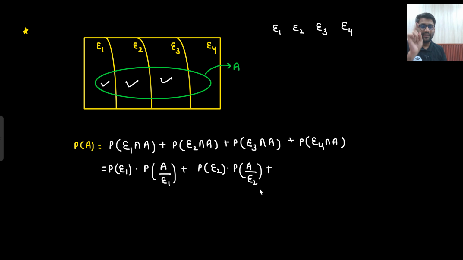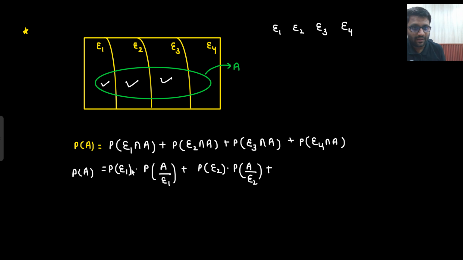Is that clear to you? In digital communication as well, this will be used. Probability of A, everywhere it will be used. A by E1 dot E1, A by E2 dot E2. You are finding the probability of A. So how will you read it?